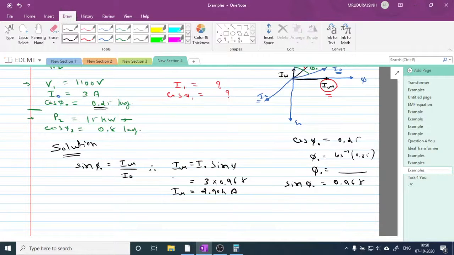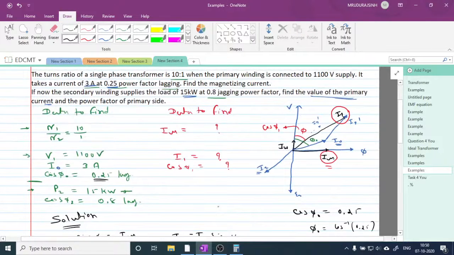Amit Kumar and Sahadev, they all are trying. That's good. I appreciate your efforts, Amit and Sahadev. So we got the first finding, that is I mu, and now we should move on to our next finding, that will be I1.